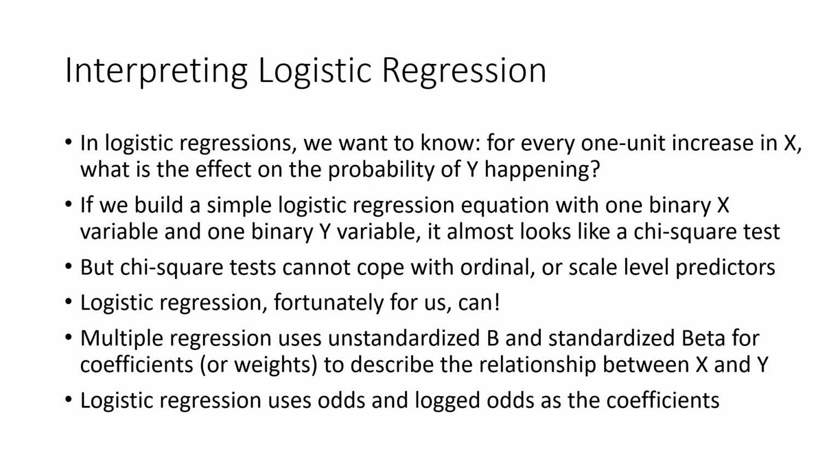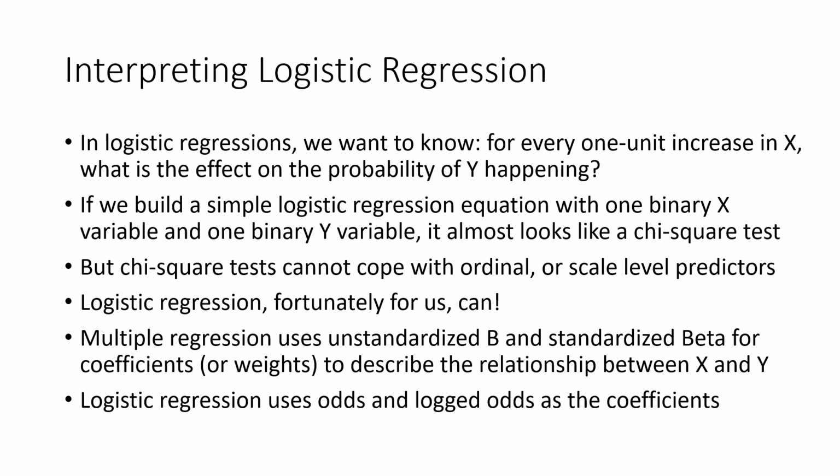If we build a simple logistic regression model or an equation, and this equation has one x variable, and that x variable is binary, that is to say nominal or categorical, and by definition, logistic regression has one binary y variable, that is to say categorical y variable, then really what you have is a statistical test that looks a lot like a chi-square test, which we learned about previously. Remember, chi-square is a statistical method that we use when we want to look at whether two categorical variables are related to each other.